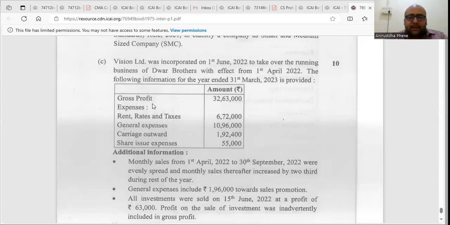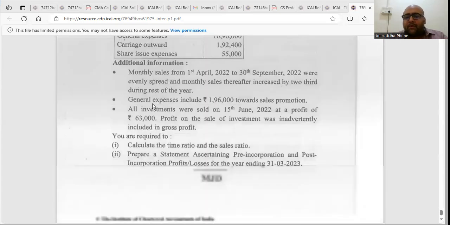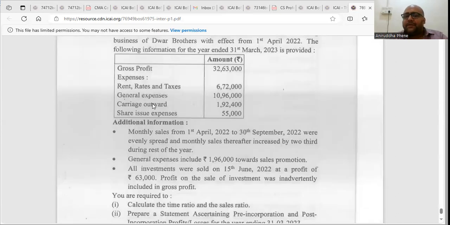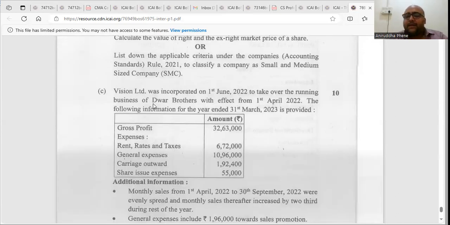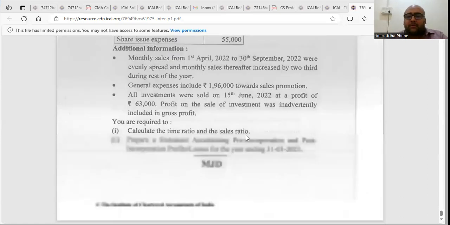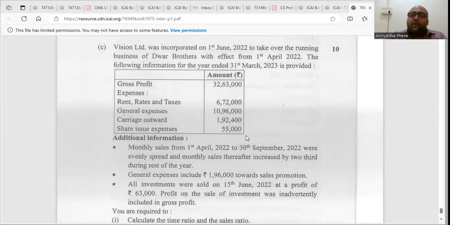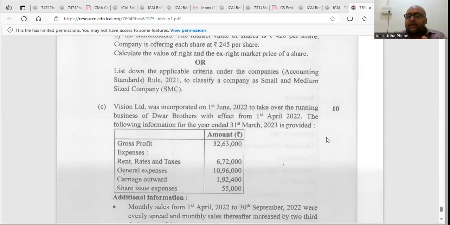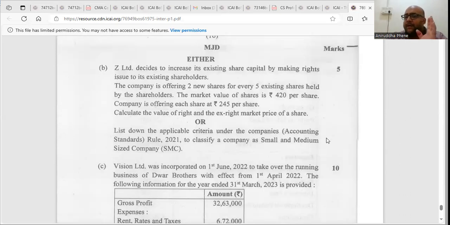After that, the last question is PPI, profit prior to incorporation. I think PPI is one of the easiest topics. 10 marks PPI they have asked, 10 marks investment accounts. I think this is actually a good paper. So according to me, anybody who has not studied thoroughly, if he has attempted PPI, 10 marks he will get. Rights ka 5 marks he'll get.